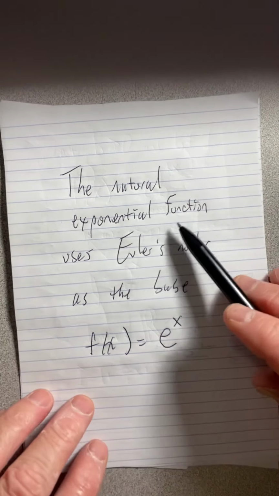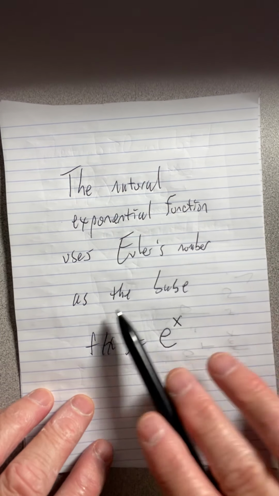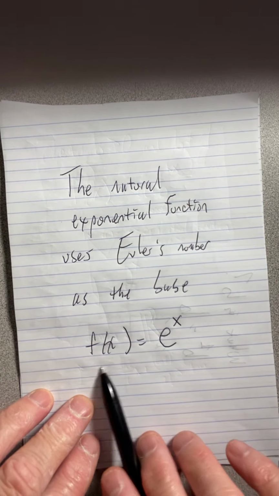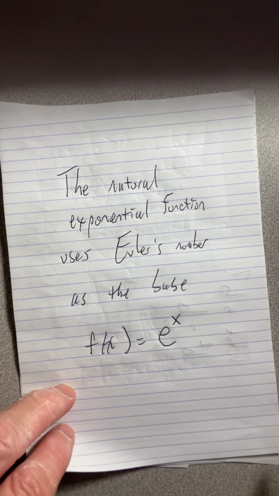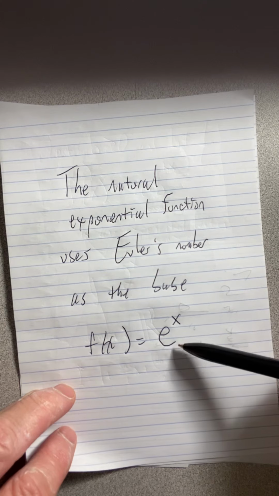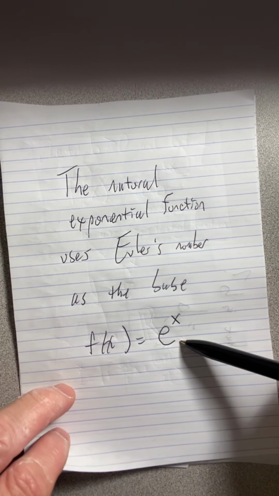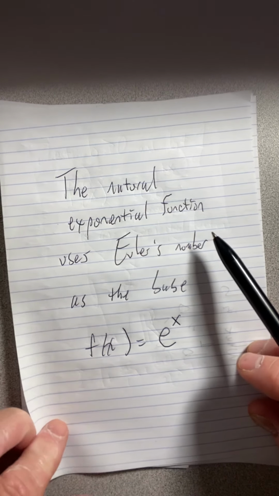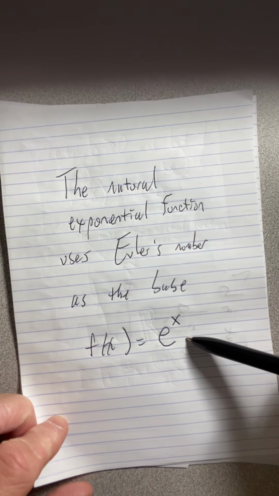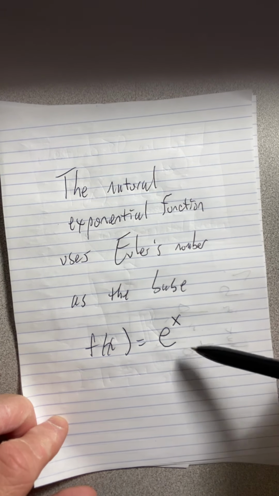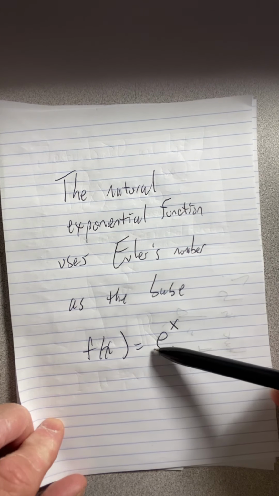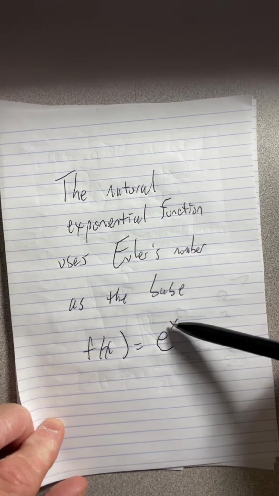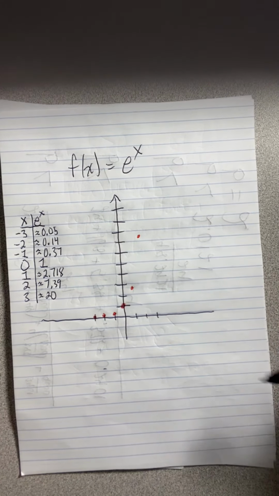Now the natural exponential function uses Euler's number as the base. So this is considered the natural exponential function, okay? And in science and statistics, this function is used quite a bit. And in fact, you have a project this weekend where you are going to use this exponential function, but it will have some parameters. So, maybe a number up front and some numbers up here, coefficients. So let's talk about these types of functions.